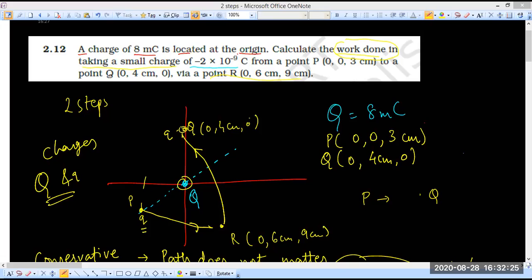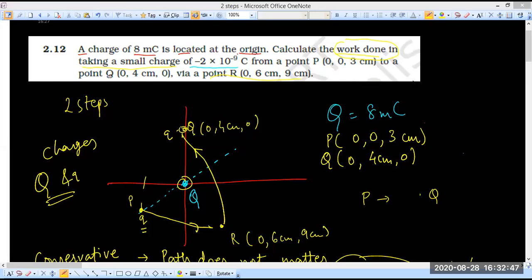Some of you said 5. Are you sure? 5 centimeter? How on earth did you get 5? Yes, Suraj, you can do that. We are doing the same thing, this is the same. Delta U equals q delta V, that is the same. 10 centimeter, no way.